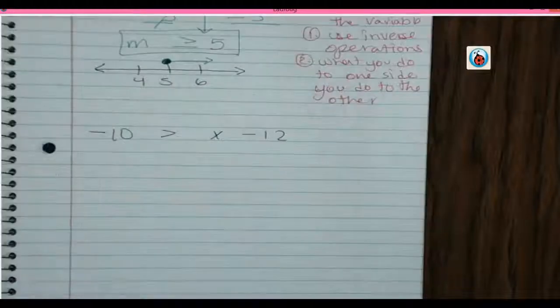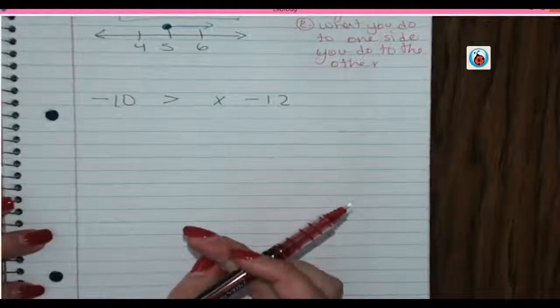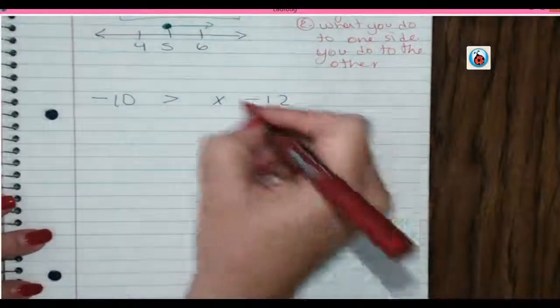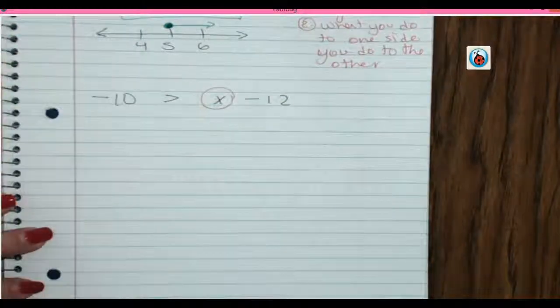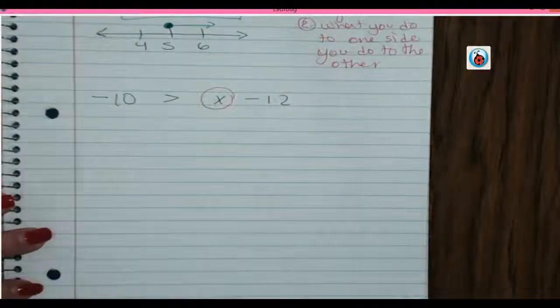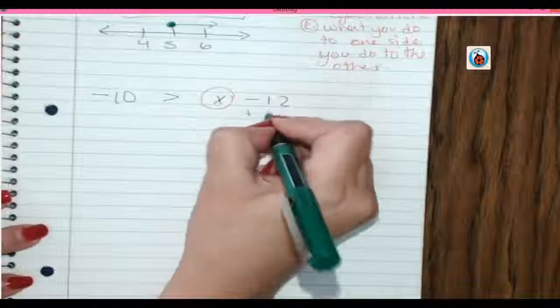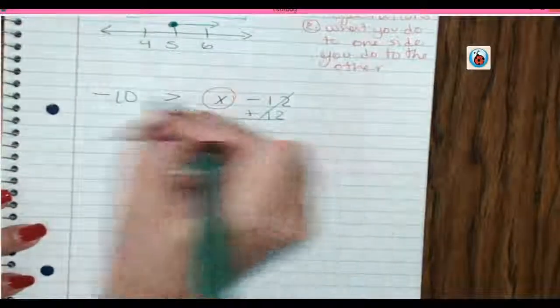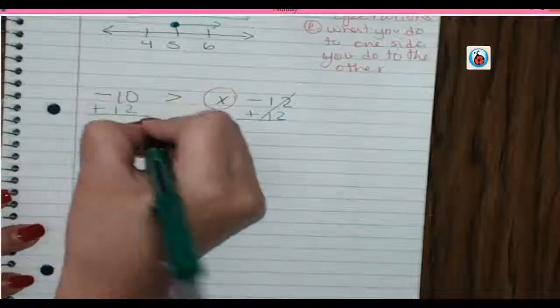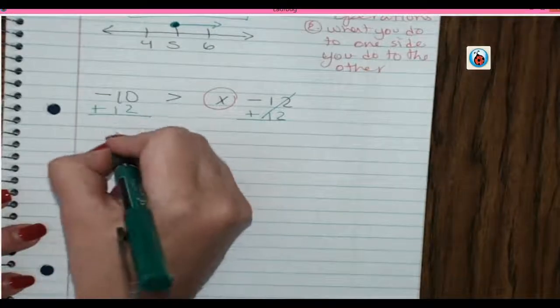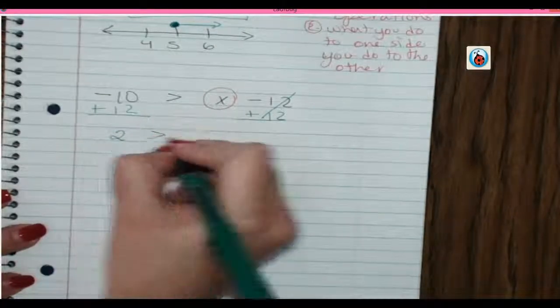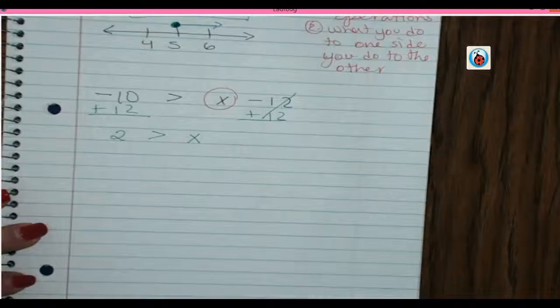Question. If we're solving -10 is greater than x minus 12, we want x by itself. So the inverse operation of minus 12 is plus 12. What you do to one side, you do to the other. Negative 10 plus 12 is 2. 2 is greater than x.